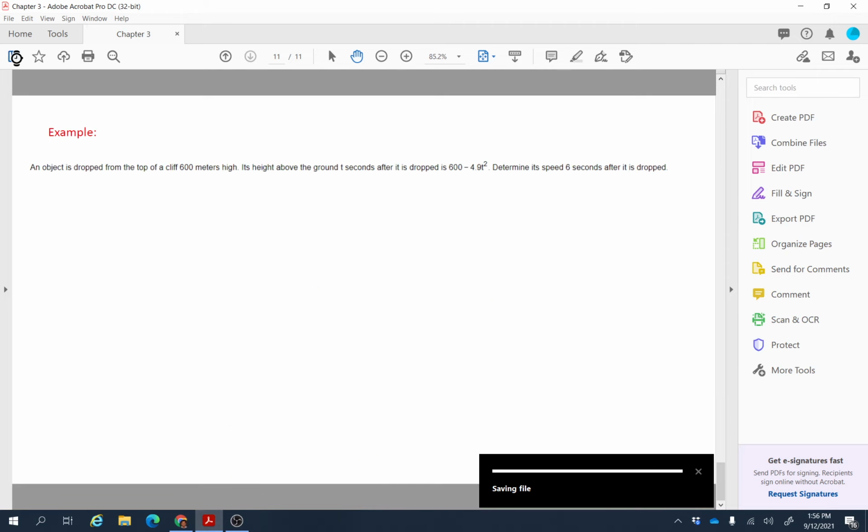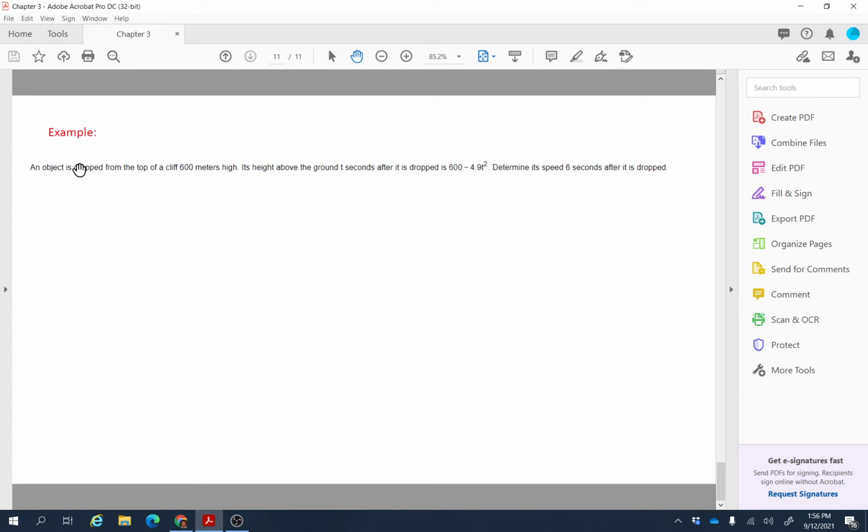Finally, this is the application problem. An object is dropped from the top of a cliff 600 meters high. So there is a cliff, let's say this is the cliff, and we are just going to drop something from the cliff, and it's going down now. The height of this object can be modeled by this quadratic function, a function of time: 600 minus 4.9t squared. This is actually the height function. So this is what we have been given.